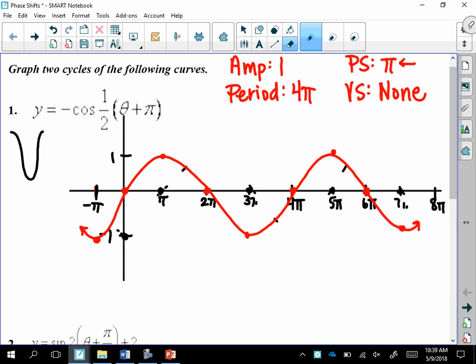And then tomorrow, what we're going to do is start moving into our last unit, which is on logarithms and exponentials.